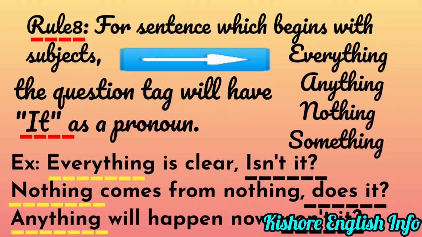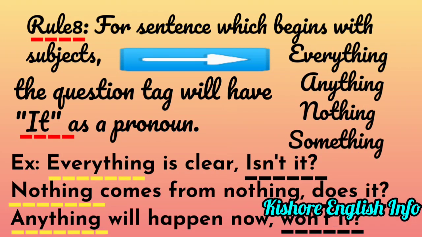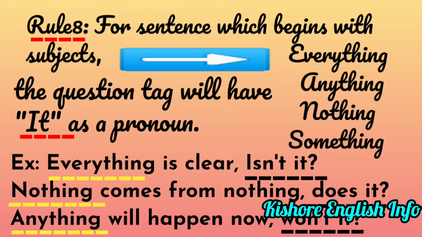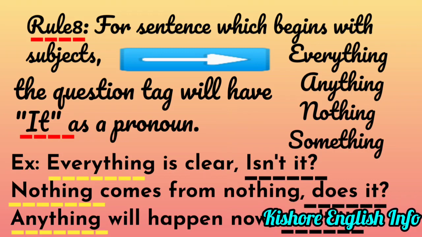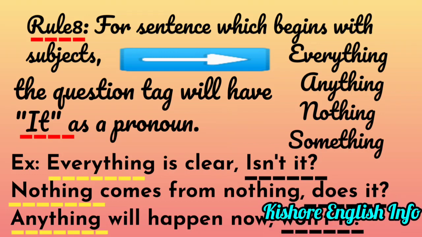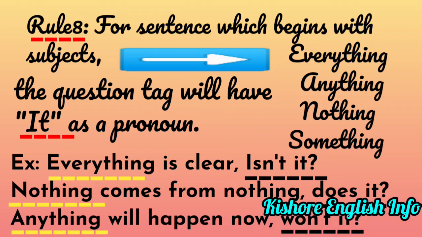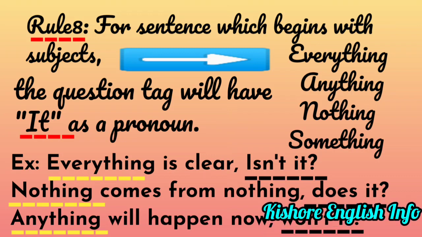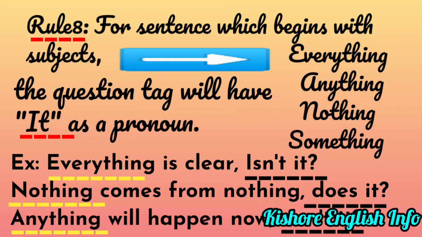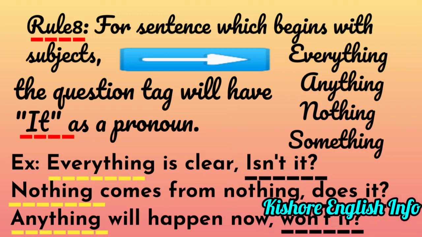Now coming to the eighth important rule, for a sentence which begins with subjects like everything, anything, nothing, or something, the question tag will have it as the pronoun. I repeat once again. For a sentence which begins with everything, anything, nothing, something, which refer to things, in the question tag we use it as a pronoun.